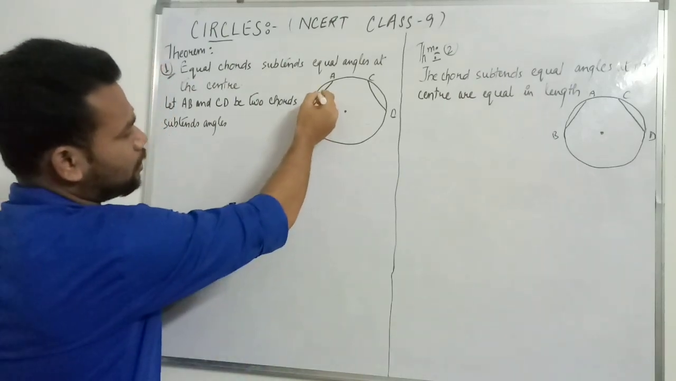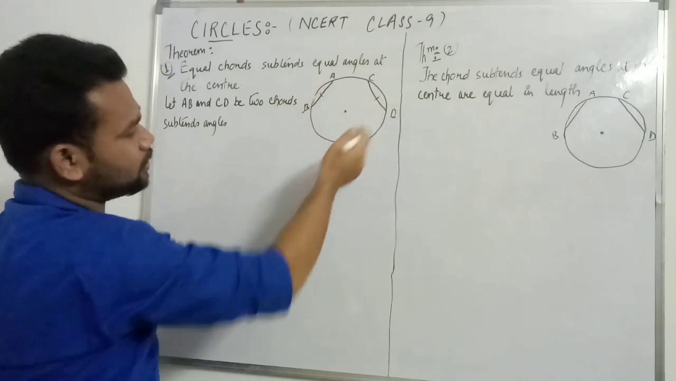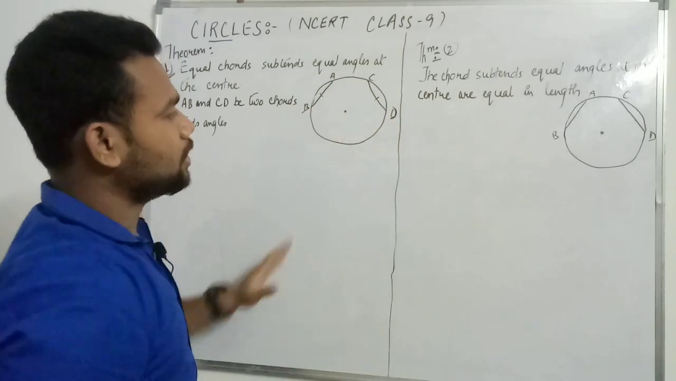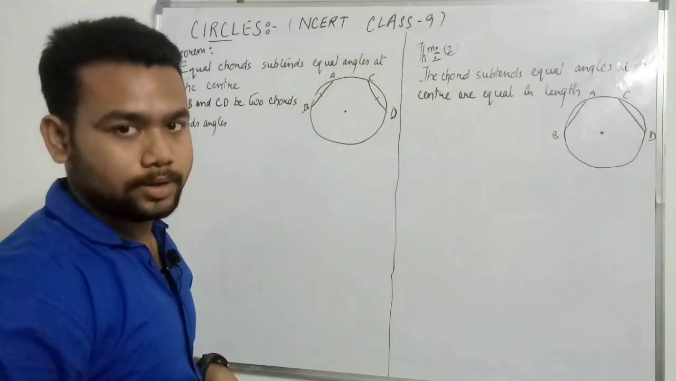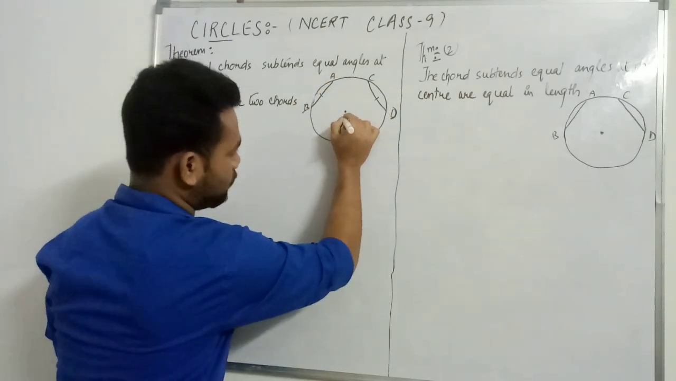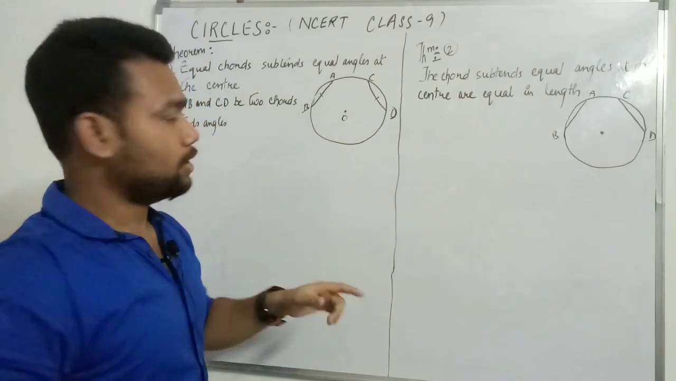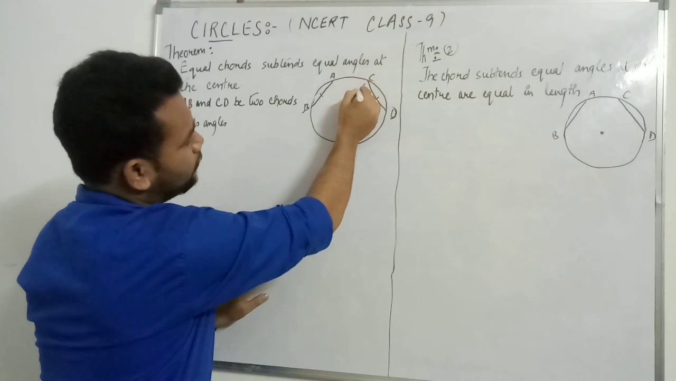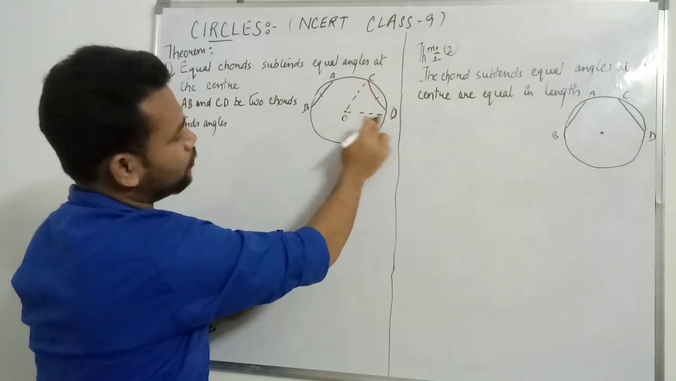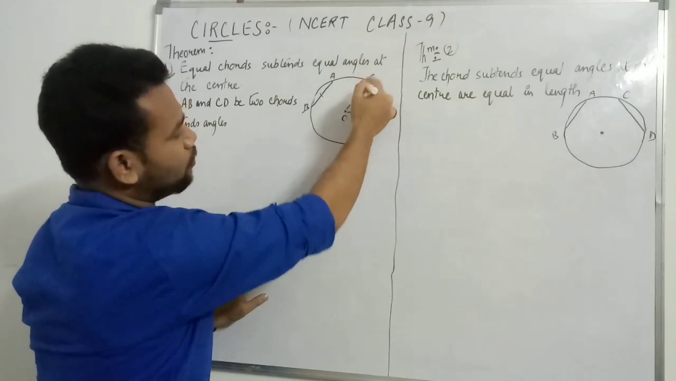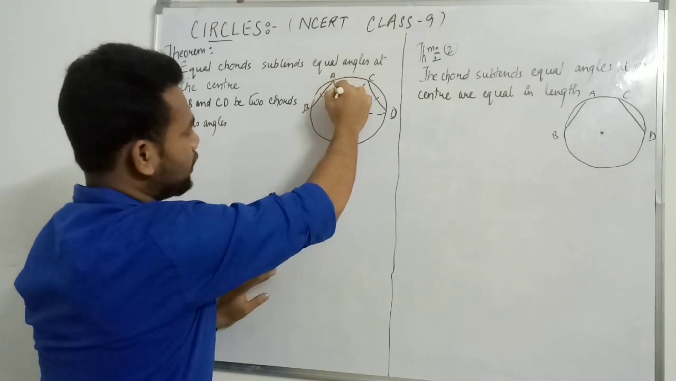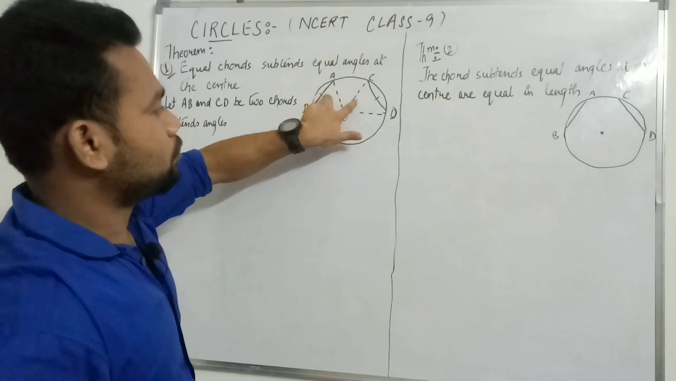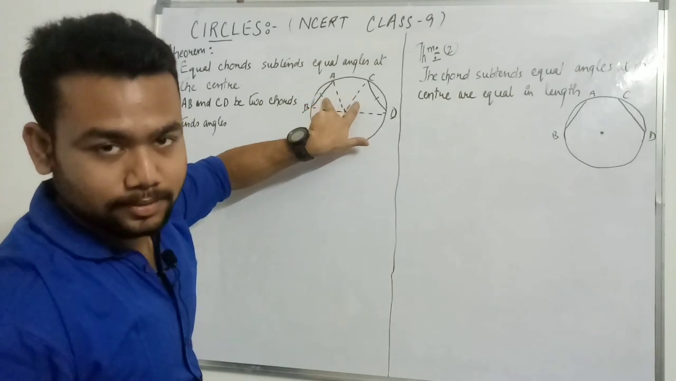That means AB is equal to CD. This is given, right? If AB and CD are the two chords of this circle, and suppose let's take O as the center. So if we join these radii, see, OD is a radius of this circle and OC is also a radius. And if we join these radii, see, it becomes two triangles, right?